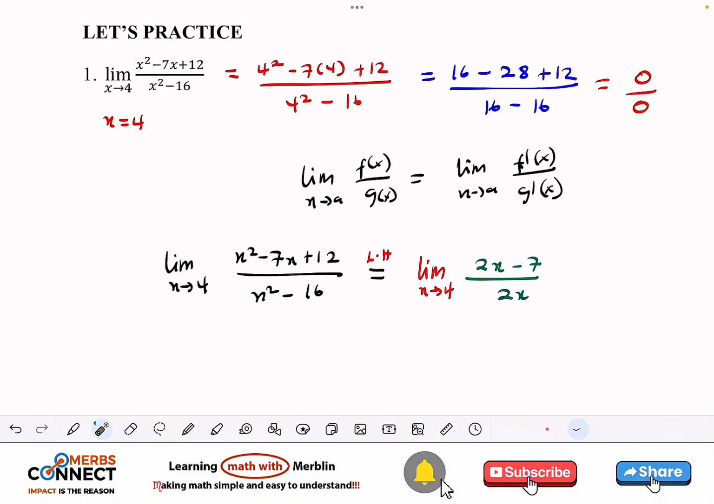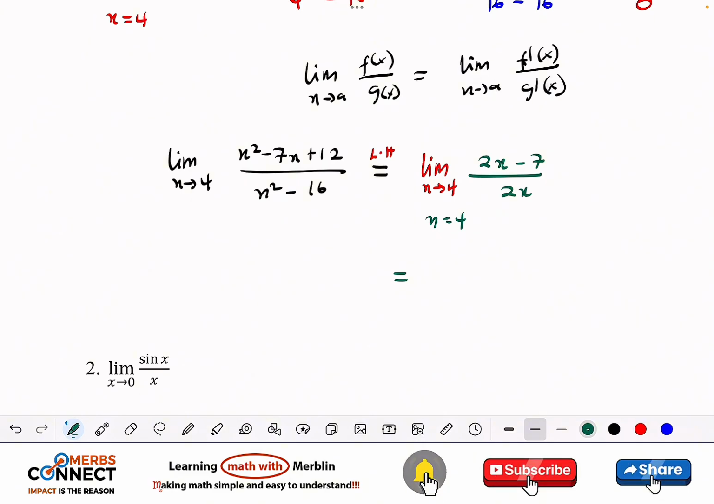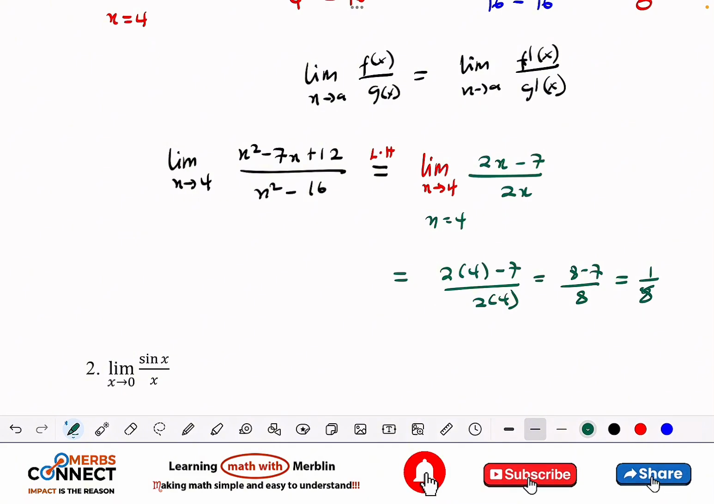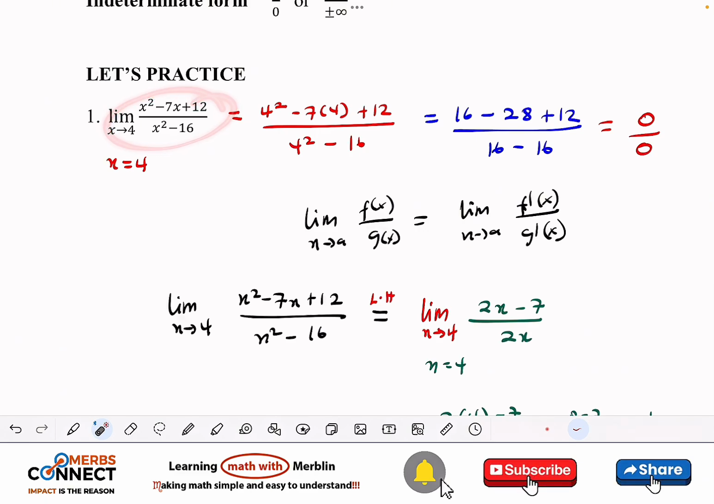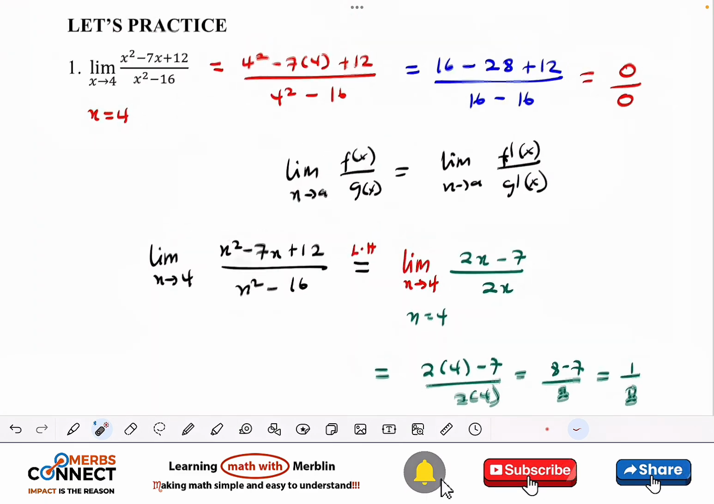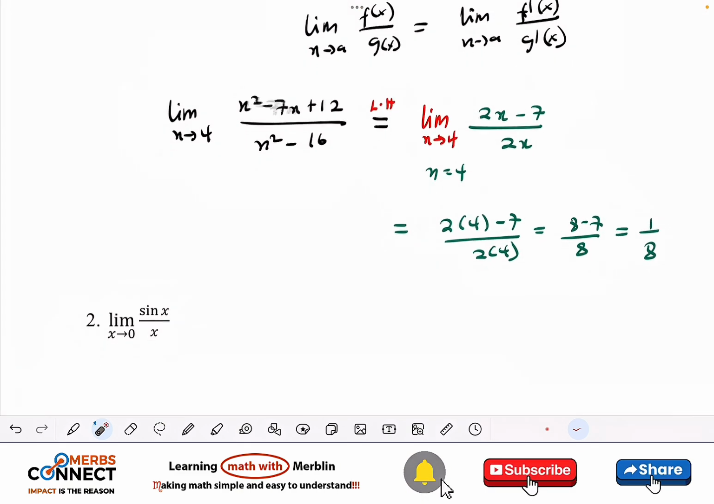So now that I'm done with the first differentiation, I need to do direct substitution and see if I'm going to get a result. If not, then I need to differentiate again. So let's plug in x is equal to 4 and see what we are going to get. This is going to give us 2 times 4 minus 7, which is 8 minus 7, divided by 8, and this is going to give us 1 over 8. If we are not using L'Hopital's rule and you simplify this, you will see that your final result is going to be 1 over 8. So basically that is the idea of solving this.